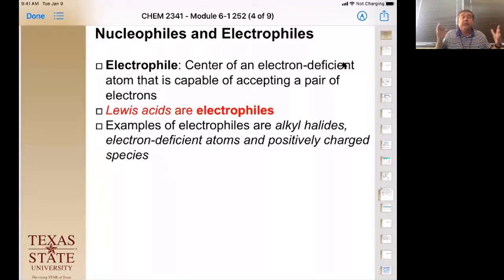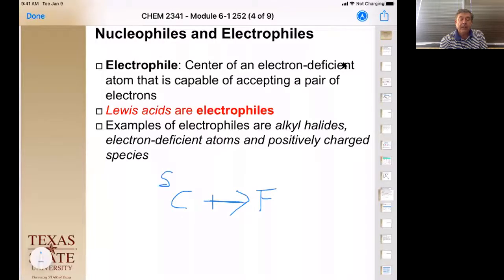A good example of an electrophile is an alkyl halide, okay? Why? Because of bond polarity, okay? We have bond polarity here. The bond is pulling electron density toward the fluorine, making the carbon partially positive. That's why it's electron deficient. That's why it is an electrophile, because it's got that partial positive charge.